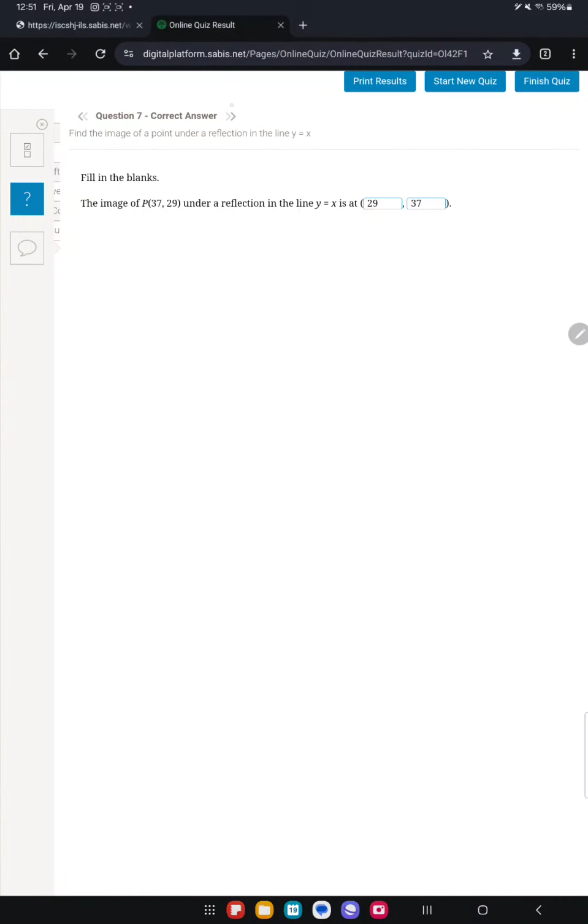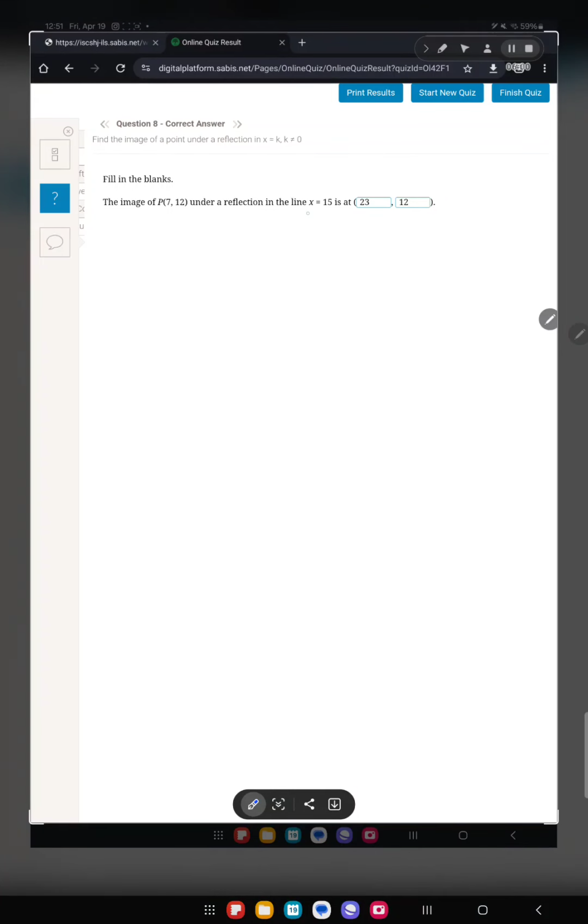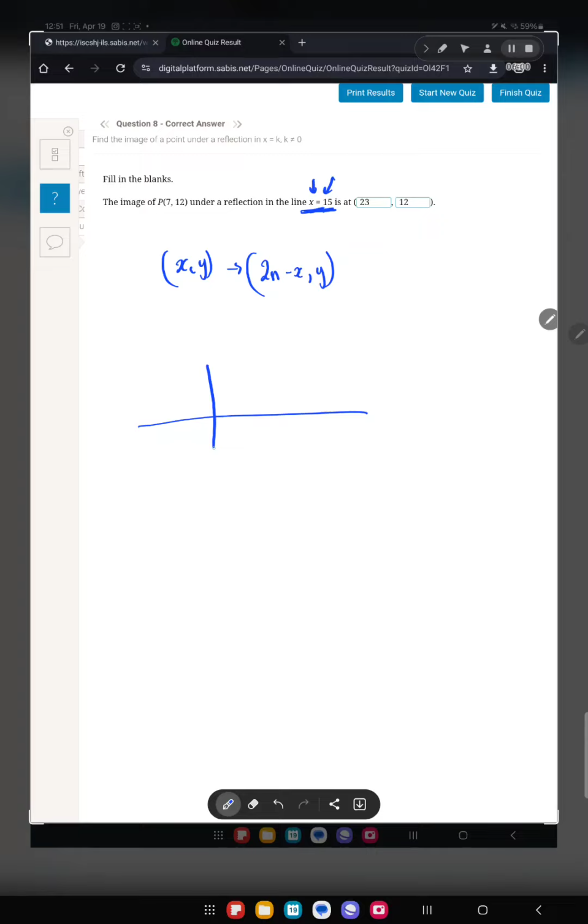And that's the answer. Question 8. The image of (7, 12) on the reflection x = 15 is at (23, 12). There are two ways you can deal with reflecting about x = lines. You can use the formula. If you're reflecting about the line x = n, a point (x, y) will become (2n − x, y). You can use this formula if you're reflecting about x equals something, or you can use it graphically.